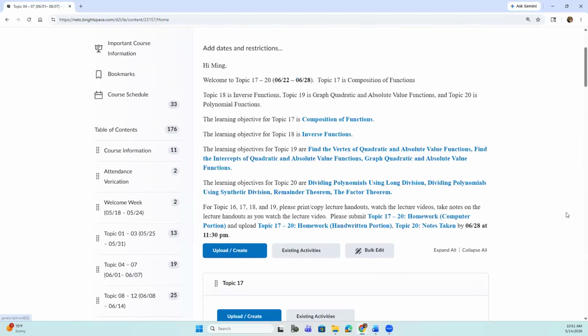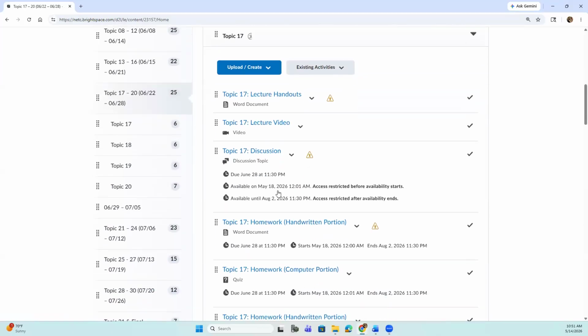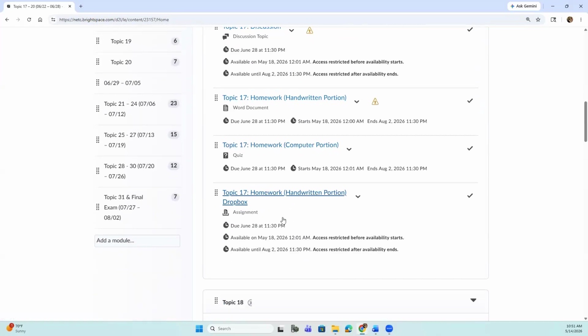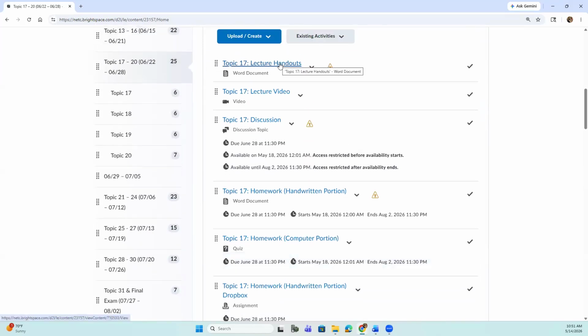So let me recap. For any given week, you're given a lecture handout, lecture videos, discussions, and homework. Some homework has both a handwritten and a computer portion, and you're also given a notes taken Dropbox and the homework handwritten Dropboxes. So first, print or copy down the lecture handout, and then use the handout to watch your lecture video and take notes on the handouts. Whatever I wrote, you wrote.